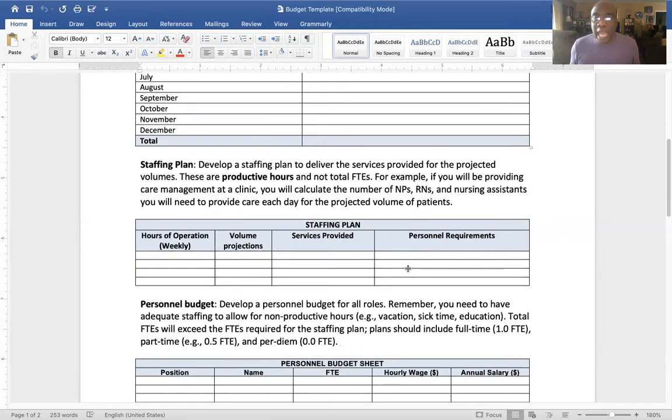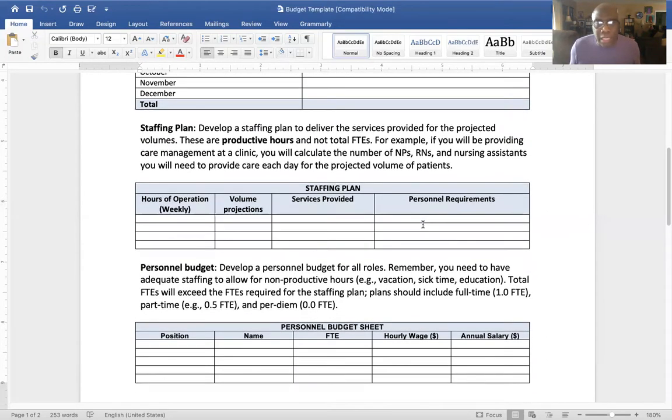Moving down into your staffing plan. Staffing plan, productive hours. Again, this is another area. Are you running a business that's Monday through Friday? I'm going to do these two together because they tie in as far as planning the budget. Your staffing plan: who are the people there? Is this a Monday through Friday, 9 to 5 business?